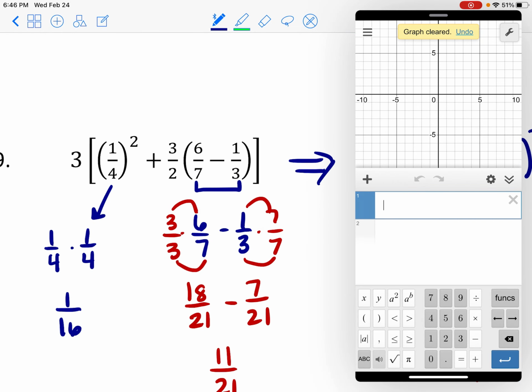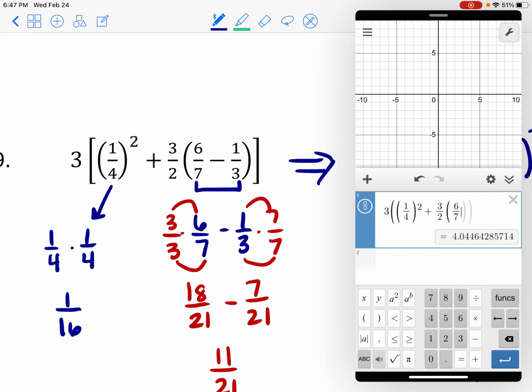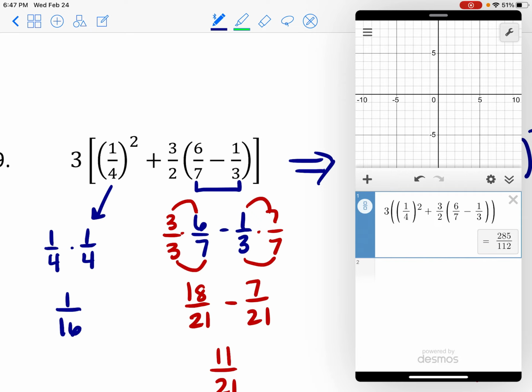So Desmos doesn't like brackets. If you see brackets, you're just going to use extra parentheses. So let's see, we have a 3, and then I'm going to use a parenthesis. And then I got a second parenthesis. I'm going to put in 1 over 4, and I'm going to close that, square it. And then I'm going to add 3 over 2 next to parentheses, where I have 6 over 7 minus 1 over 3. And then I close that, and then close that, and convert, and boom, there it is. That was definitely much easier to do in Desmos than it was to do by hand.